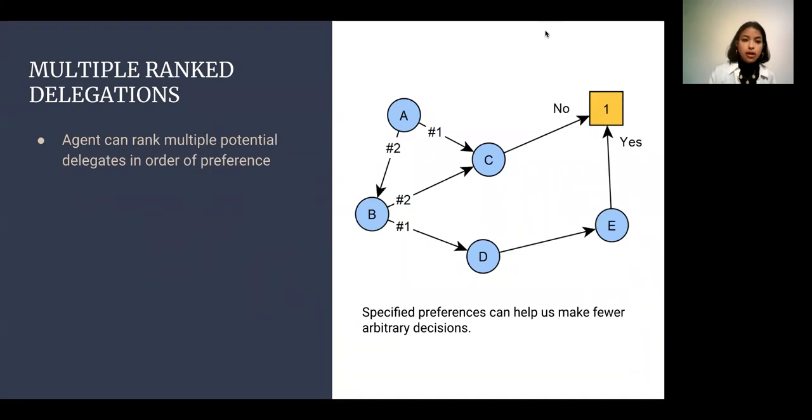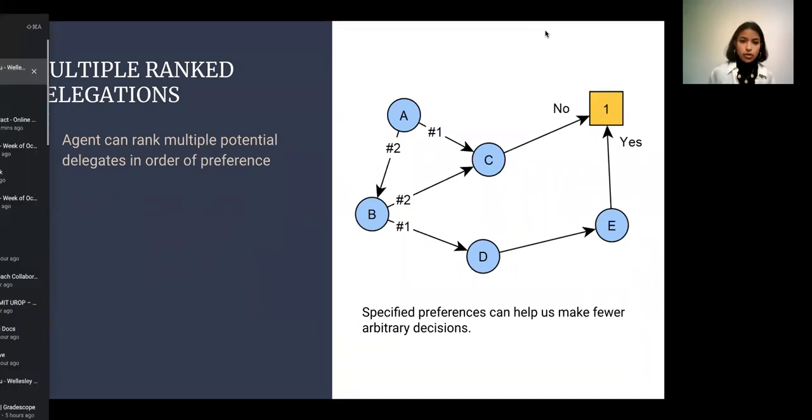This is an example of a liquid democracy model with multiple ranked delegations, where an agent can rank multiple potential delegates in their order of preference. And this can help us make fewer arbitrary decisions about where to allocate people's votes.